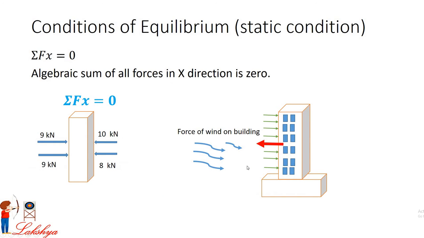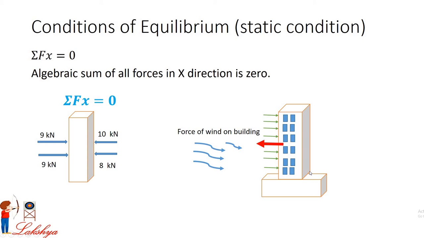So now let us understand the same by examples. Now you can consider this body. You can do the summation of force over here towards this direction. It is 9 plus 9, 18. Same way, the summation of forces in the opposite direction is also 18. So finally, the summation of forces is 0.